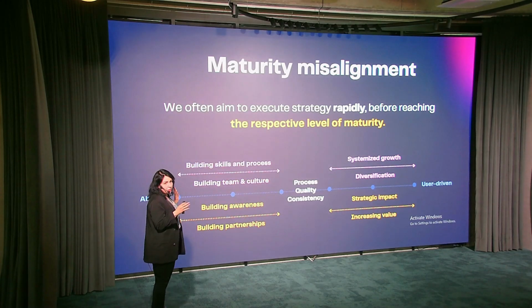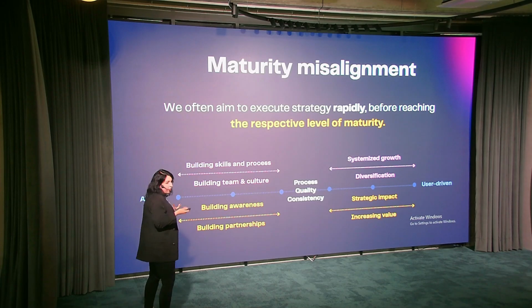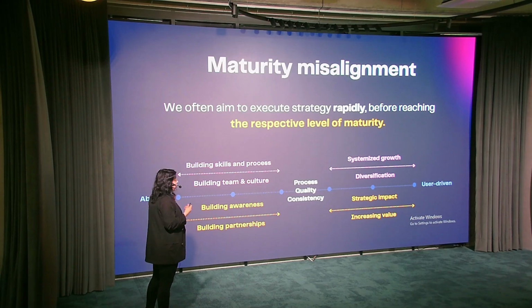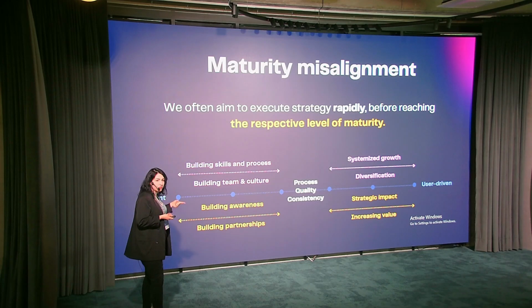Just to give it a little bit more realistic perspective, what that means is, if you're in the first stages of maturity, between absent, disorganized UX, to structured UX, let's say, it's very important that you focus on building the skills and processes, you focus on building team and culture, and then from a partner perspective, you focus on building awareness and building partnerships. That awareness and those partnerships are what will really help you advance the strategy once you get to a more structured approach and process of user experience in your organization.